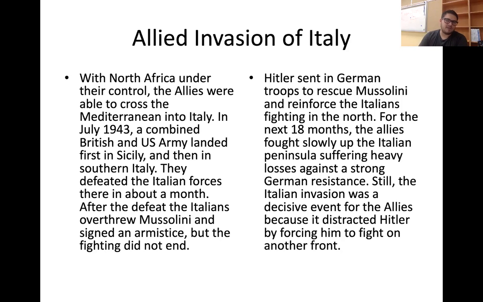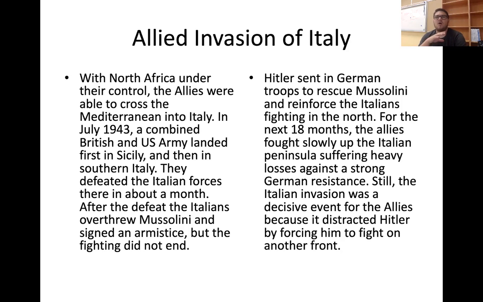And of course, like usually happens with Italy, they're going to meet resistance. They're not going to do very well. And they're going to rely on Hitler once again and the Nazis to help them out. Hitler's going to send in German troops to rescue Mussolini and reinforce the Italians fighting in the north. For the next 18 months, the Allies fought slowly up the Italian peninsula, suffering heavy losses against a strong German resistance. Still, the Italian invasion was a decisive event for the Allies because it distracted Hitler by forcing him to fight on another front. So this is huge, right, class?